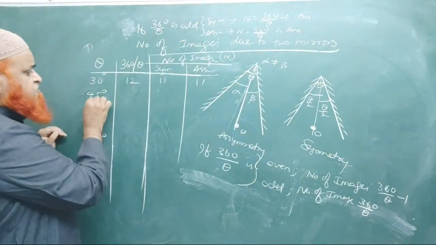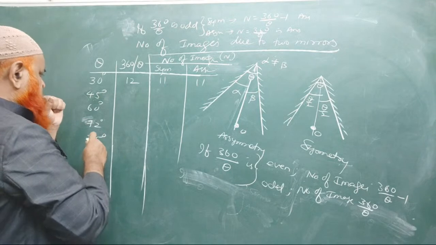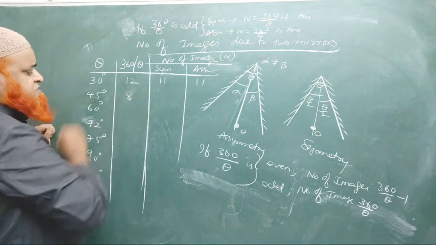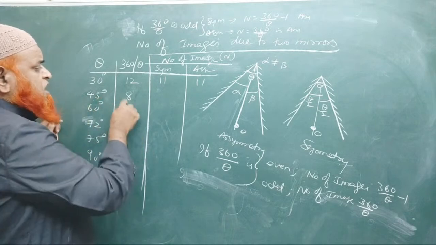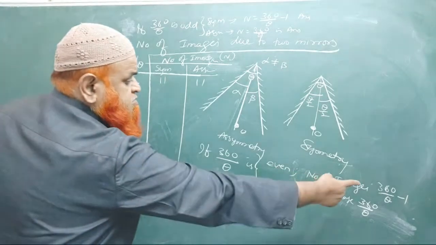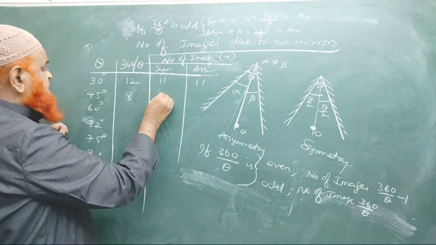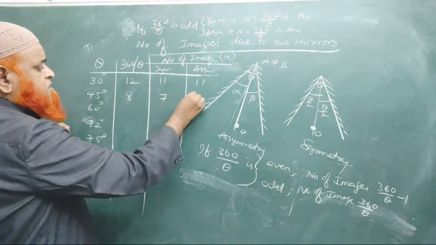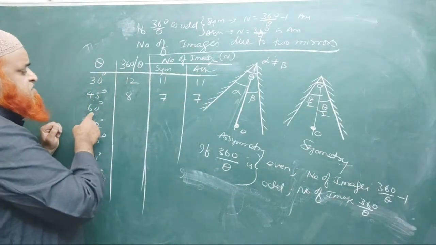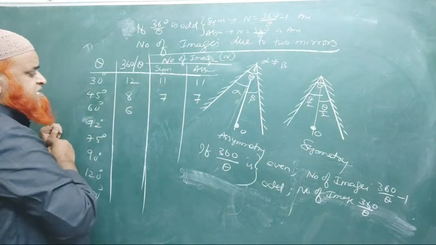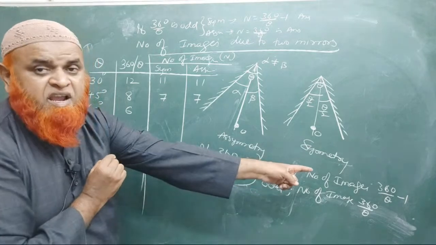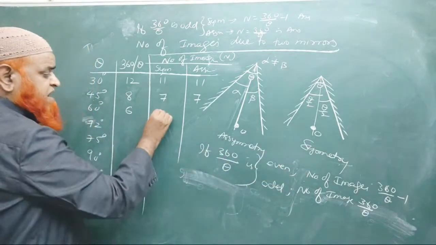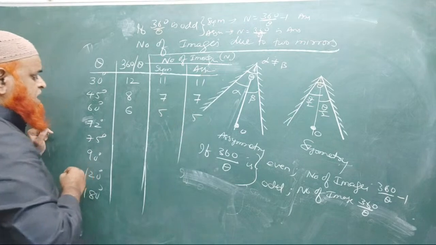Next to 45 degrees, you will be getting 8. It is also even, so you have to subtract 1. That means you will be getting the answer as 7 and 7. And 60 means you will get 6, and that is also even. Whatever you get, you subtract 1, that is 5 and 5.